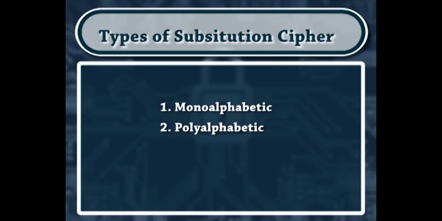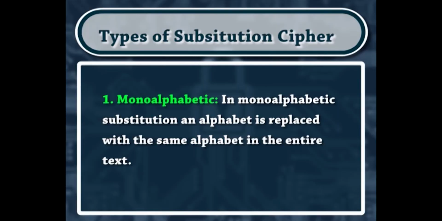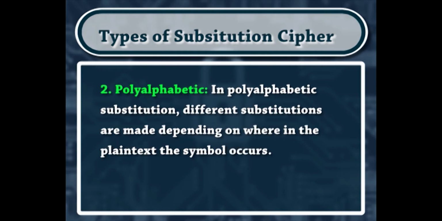Substitution ciphers can be of two types, that is monoalphabetic and polyalphabetic. If the substitution is done uniformly, this is called a monoalphabetic cipher or simple substitution cipher. In simple words, we can say in monoalphabetic substitution, an alphabet is replaced with the same alphabet in the entire text. In polyalphabetic substitution, different substitutions are made depending upon where in the plain text the symbol occurs.